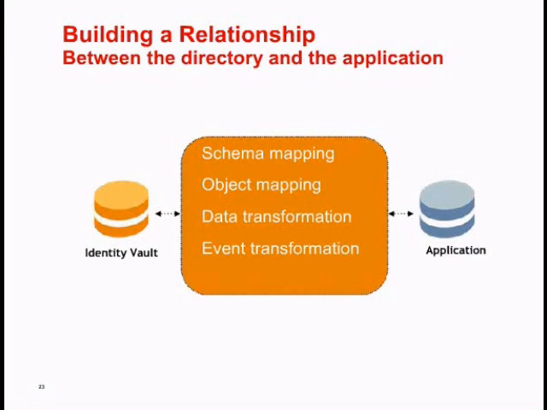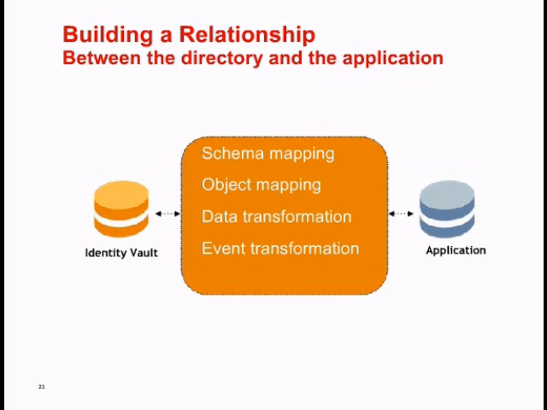So the next thing we need to talk about is how do we build the relationship between the Identity Vault and the application side. If we want to modify Joe on the Identity Vault, how do we know which Joe to modify on the application side? There could be a couple Joes. Or how do we know which object to go to?